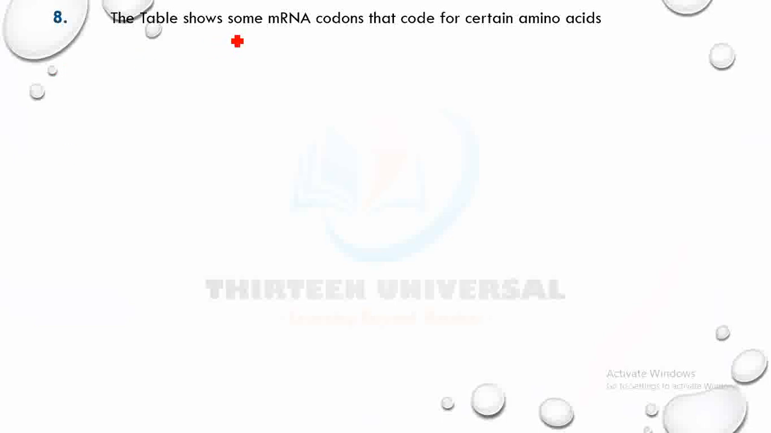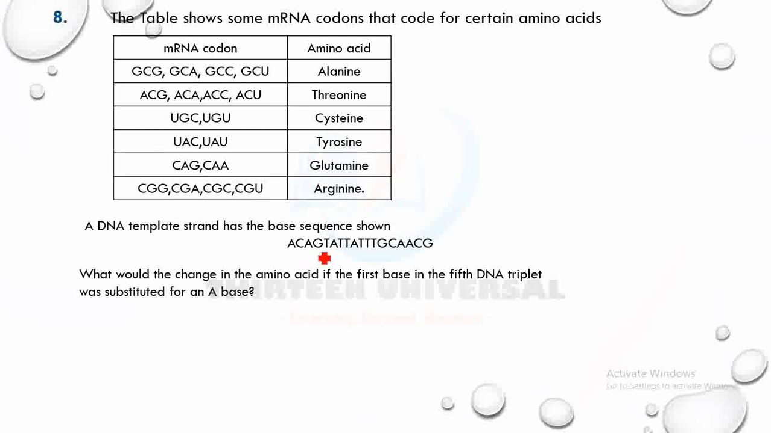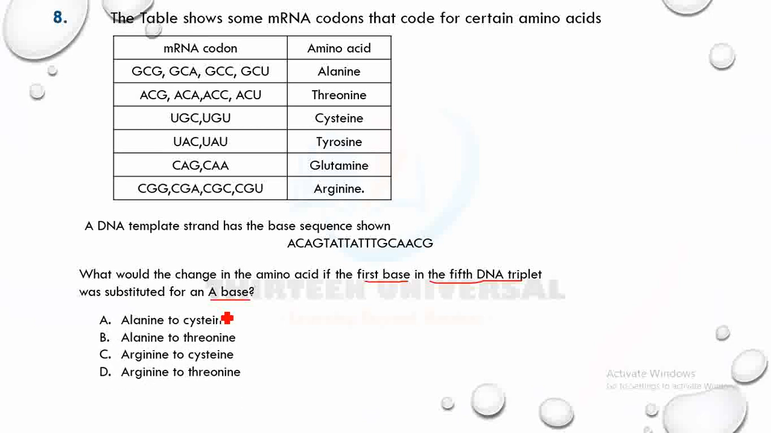The table shows some mRNA codons that code for certain amino acids. So you see that? Interesting. Okay, a DNA template, you can see the sequence shown. What would change in the amino acid if, and you have to read the question carefully, the first base in the fifth DNA triplet was substituted for an adenine base? So remove the first base and put adenine. These are the options, and I'd like you to try it. Pause the video and try it. That's how we roll. You must solve the questions.